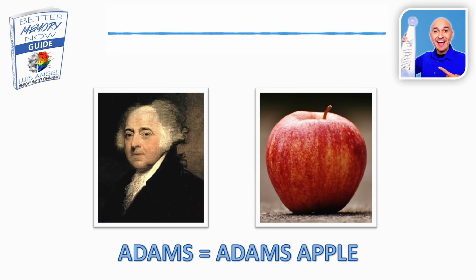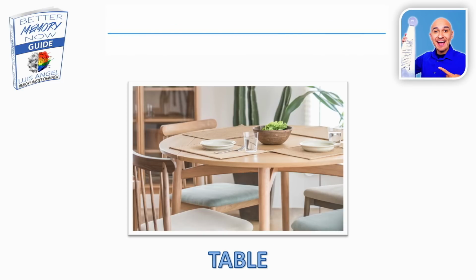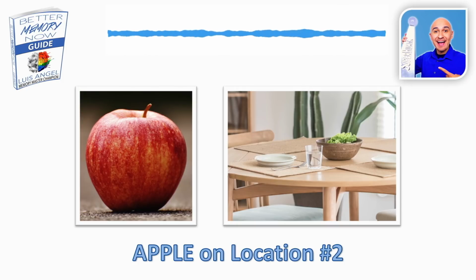You might even ask yourself, who does this remind me of? So maybe you have somebody that's named Adam. You can picture that person for Adams. In this case, we're just going to stick to apple because that's what I normally use for Adams. I picture an apple, Adam's apple. Now we go to the second location. For me, it's a table, and I would picture that apple on the table.